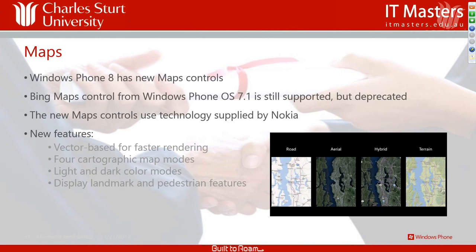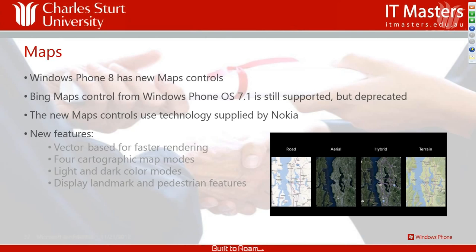Just talking about the maps, we do have a brand new set of maps, courtesy of the relationship with Nokia. So you can continue to use the Bing Maps control from the Windows Phone 7.1 SDK. But this has been essentially deprecated in favor of using the new maps supplied by Nokia. And this includes a number of new features such as vector-based rendering, different light and dark modes.